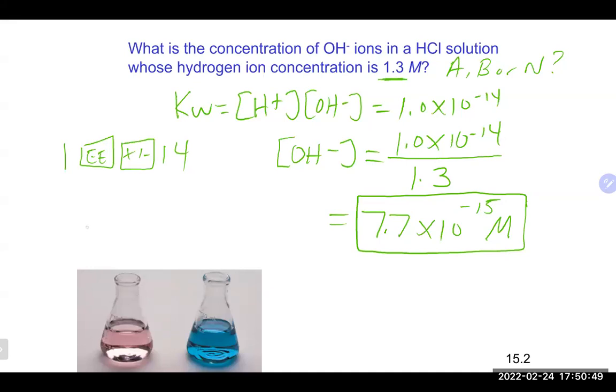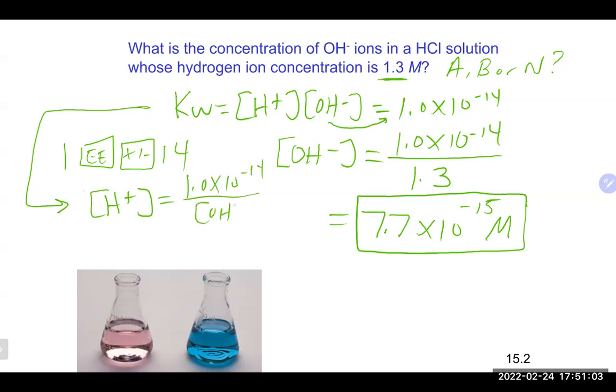So when you rearrange Kw, if you wanted to solve for the H plus, you basically would be dividing the OH minus to the other side. So you would have 1 times 10 to the minus 14 divided by OH minus. So that's going to be division. And if you wanted to solve for the OH minus, you would be dividing the H plus to the other side, which also would mean you are dividing, just like what we just did in this particular problem.